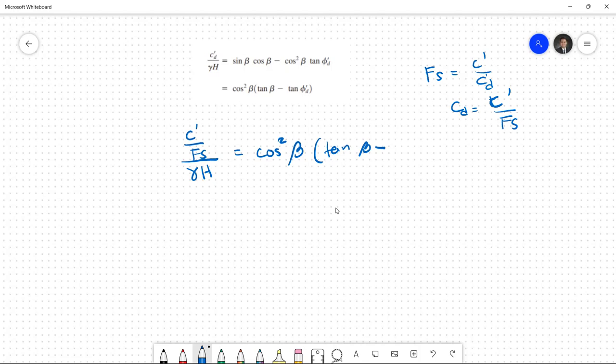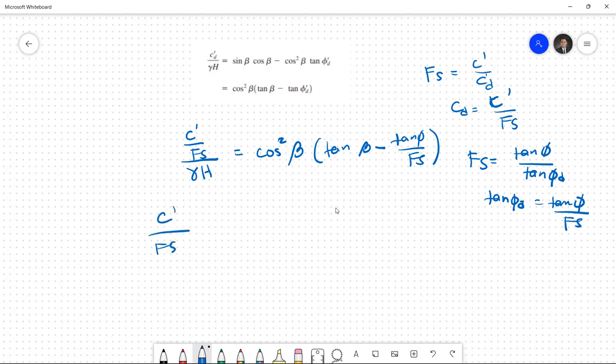Okay, this tangent phi sub D, we call the factor of safety, is equal to tangent phi over tangent phi sub D, right? So therefore, we can arrange tangent phi sub D to equal tangent phi over Fs. In terms of the demand and the capacity of our soil, this will be tangent phi over Fs, right? Then we need to simplify this further. We have here C prime over Fs gamma H, which will be cosine squared beta tangent beta minus cosine squared beta tangent phi over Fs.